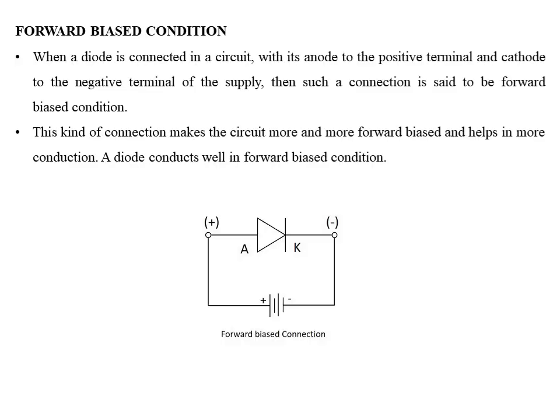Under forward bias condition, when a diode is connected in a circuit with its anode to the positive terminal and cathode to the negative terminal of the supply, then such a connection is said to be forward biased condition. This kind of connection makes the circuit more and more forward biased and helps in more conduction. A diode conducts well in forward biased condition. This is the forward biasing condition.